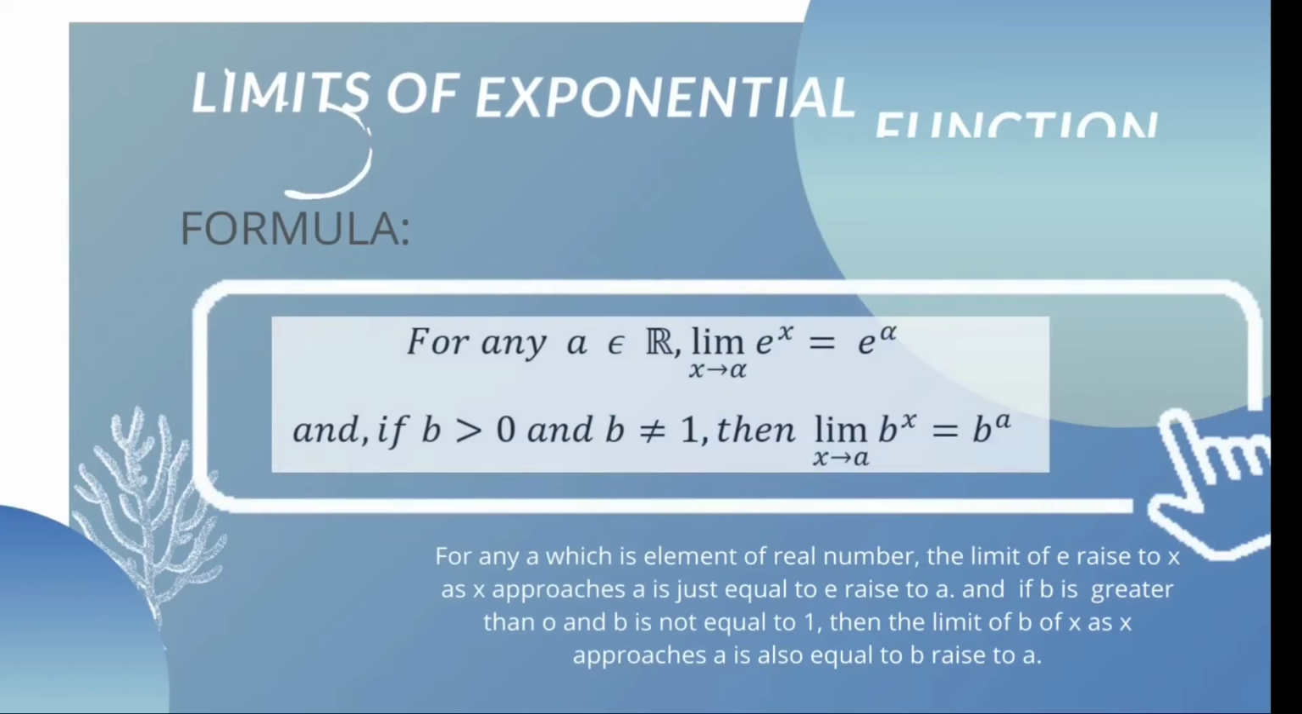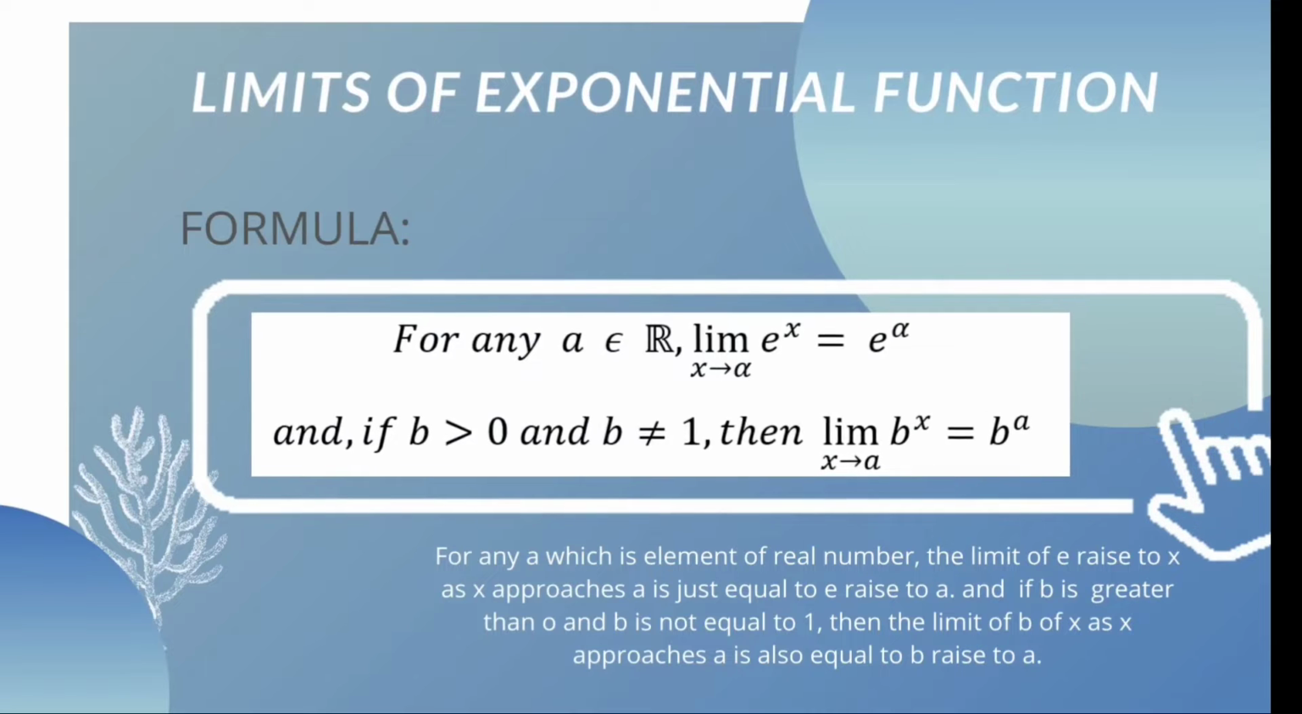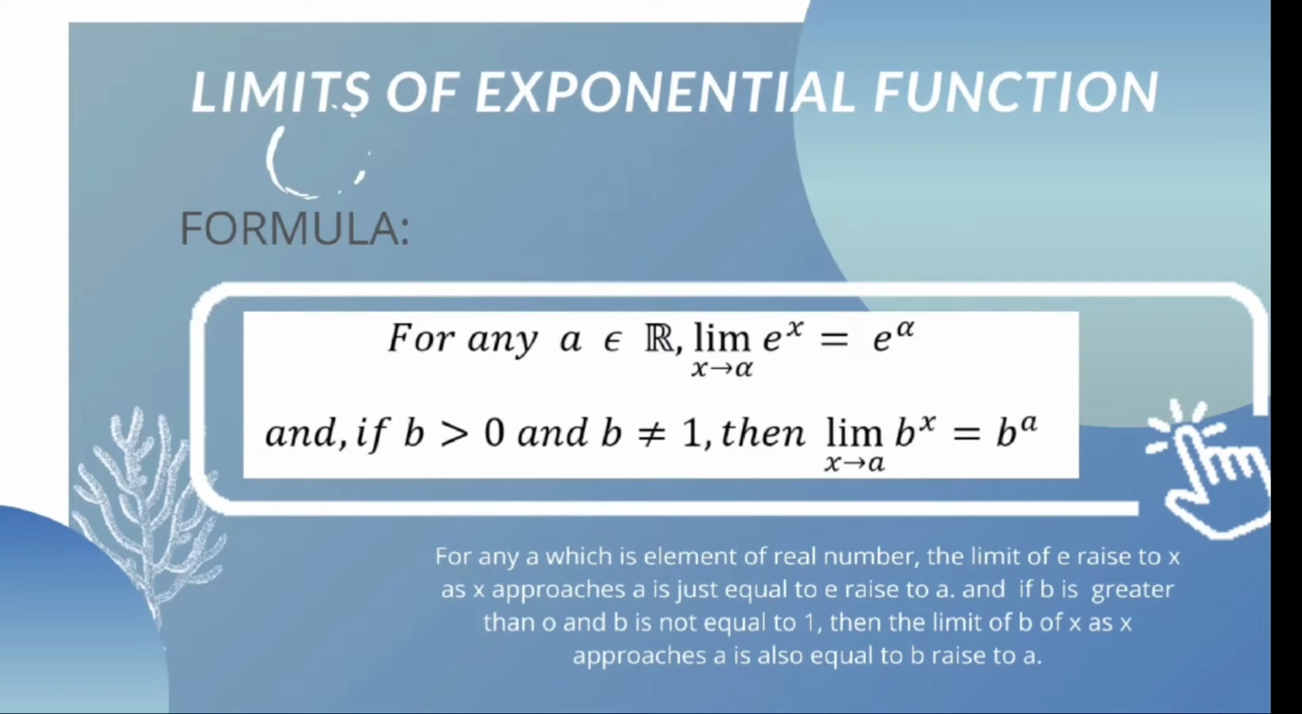So now let's move on to the formulas. As I stated earlier, there are three types of transcendental functions: exponential, logarithmic, and trigonometric functions. The first one will be the limits of exponential functions. This will be the formula for the limits of exponential functions.